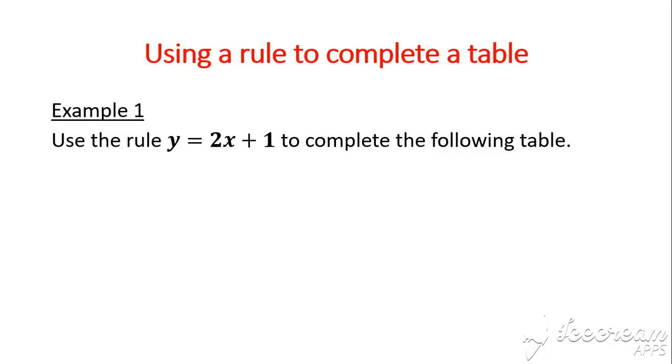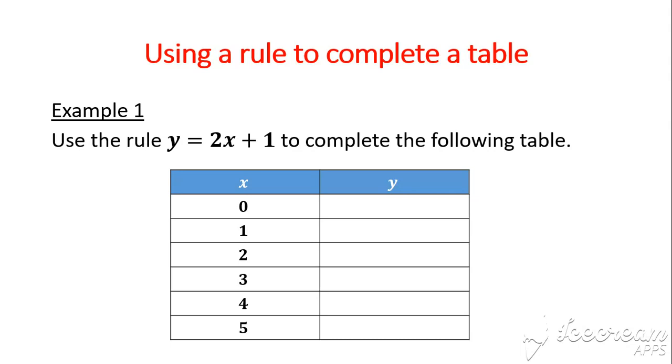So straight into example 1, we're going to use the rule y is equal to 2x plus 1 to complete a table. Well, this is the table we're going to complete. In the left-hand column, we have some x values, and I've chosen some x values that start at 0 and finish at 5. In exams and tests, you may have different starting x values and different ending x values, but I've chosen 0 to 5 for now. And we're going to use the rule to work out what are the corresponding y values.